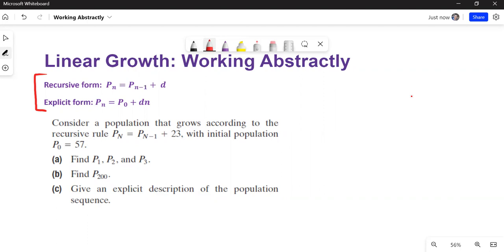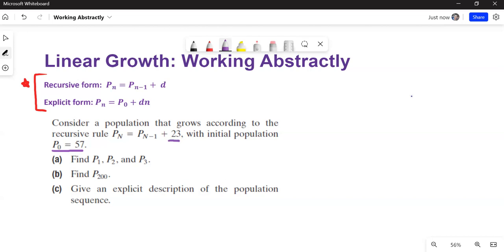Consider a population that grows according to the recursive rule. It's the one at the top, right? P sub n equals P sub n minus 1 plus 23, with initial population P naught equals 57. So the way that we read that is that P naught is where we start, right? That's 57. That's our beginning value. And for any next value, we're going to add 23 to it.